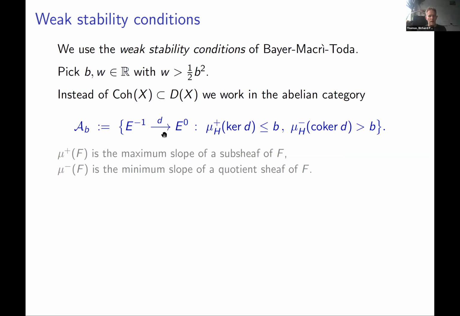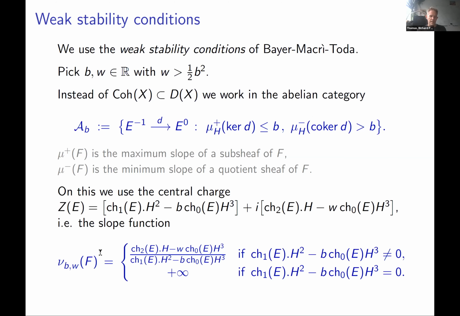But in this category are various sheaves. For instance, when D is injective, then this complex is quasi-isomorphic to just its cokernel. And so you certainly get in this category sheaves whose cokernel has all of its Harder-Narasimhan factors having slope bigger than B. Okay. And then there's a certain central charge, and therefore a slope. Again, the formula won't help you in any way, but it's topological, just like the Mumford slope. It depends only on the Chern character of E and these parameters B and W. And then we're going to vary B and W, and that's going to give us our space of stability conditions and wall crossing.